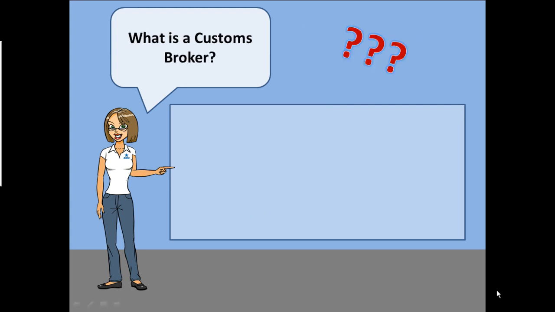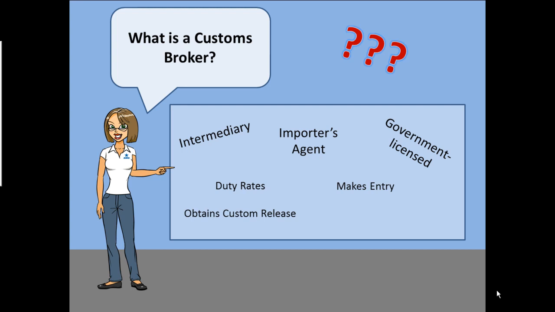What is a customs broker? A customs broker is a government-licensed intermediary who acts as an importer's agent within U.S. Customs. This individual acts on behalf of the importer. Therefore, a customs broker calculates the duty rates, makes entry with customs, obtains customs release, and forwards the duty payment to customs.